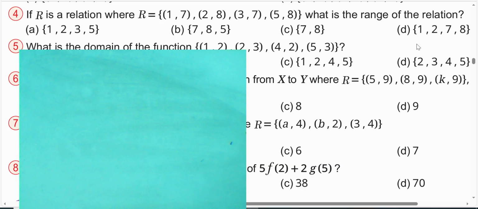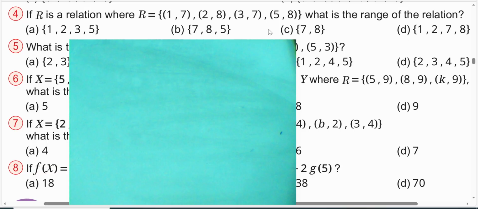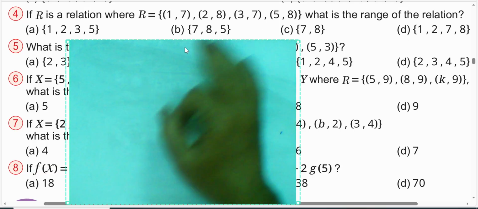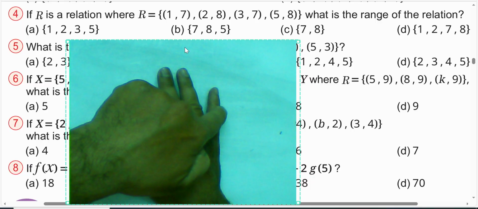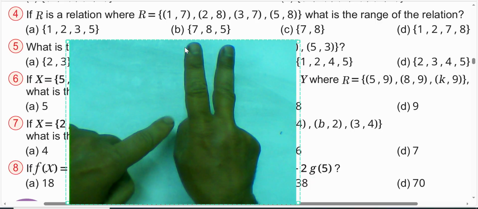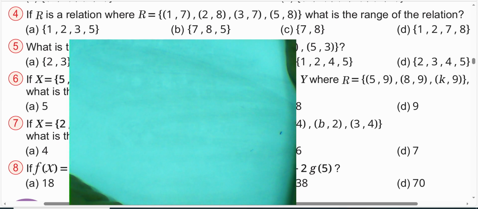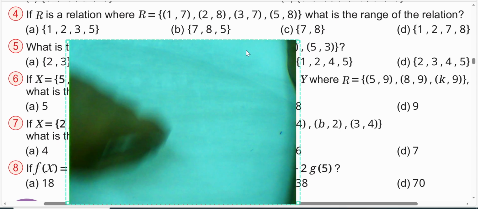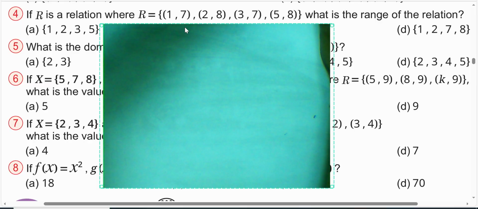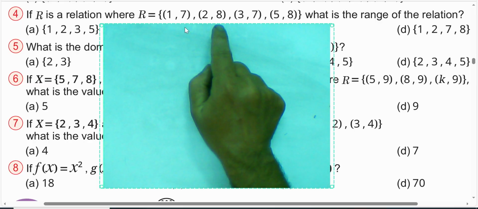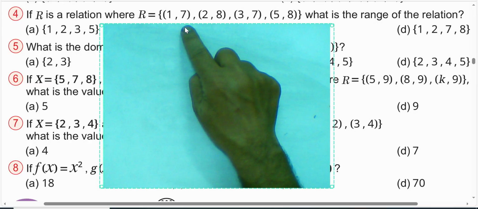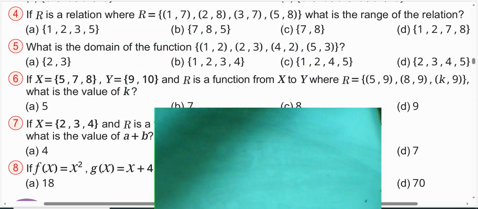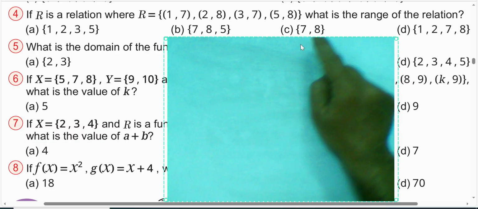Next question. If R is a relation where R equals 1 and 7, 2 and 8, 3 and 7, 5 and 8, what is the range of the relation? The range here, we can choose the second elements: 7, 8, 7, 8, so we have 7 and 8. Then the range will be 7 and 8. Choose letter C. The answer here will be letter C.